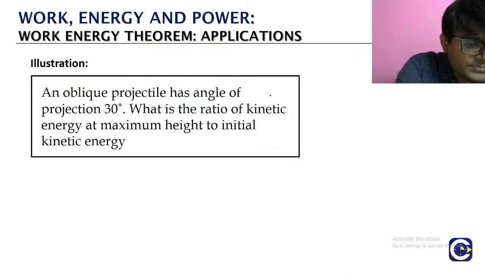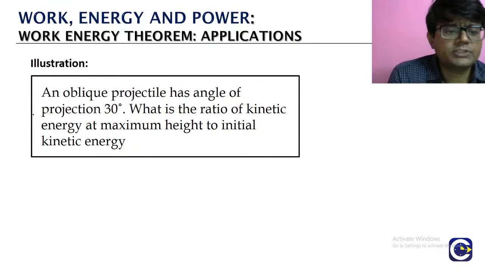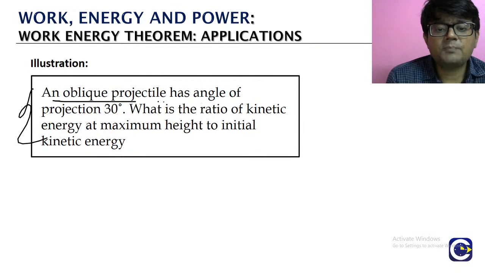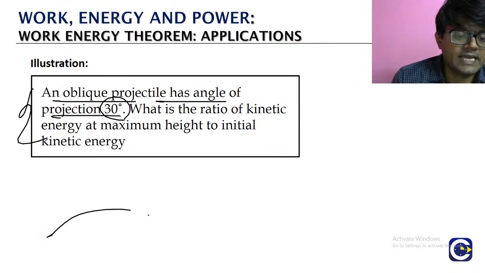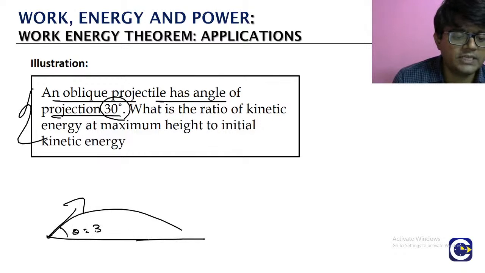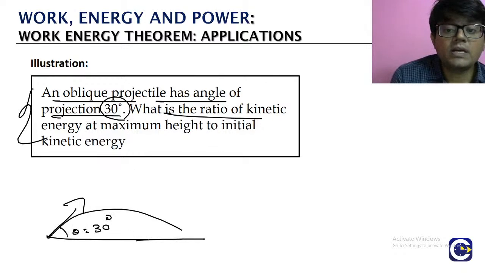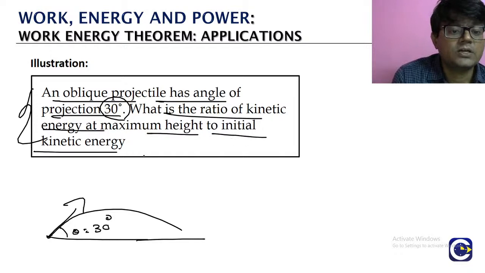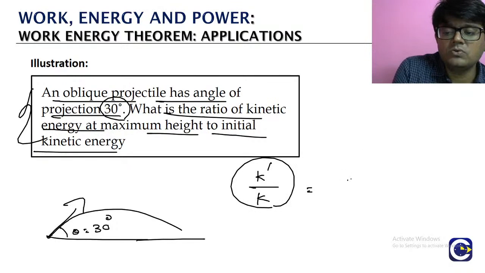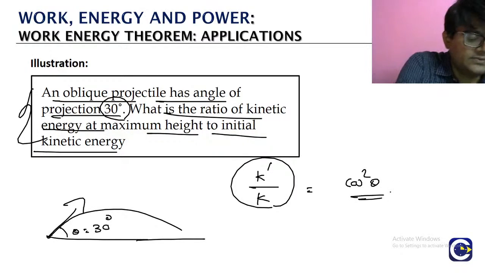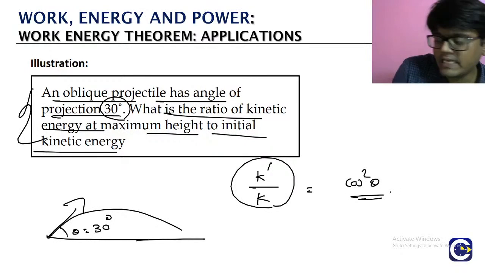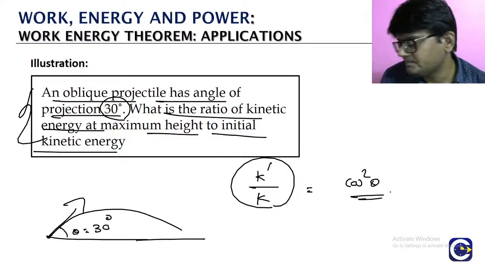Okay? Look, this kind of question can be asked. An oblique projectile has an angle of projection of 30. Means this is the angle, whatever is the initial angle that we take, and that is what we call the angle of projection. What is the ratio of kinetic energy at the maximum height to the initial kinetic energy? This is a standard question, as I said. They are asking K dash by k. What is the value? Cos square theta. What is the value of K dash by k? Cos square theta.